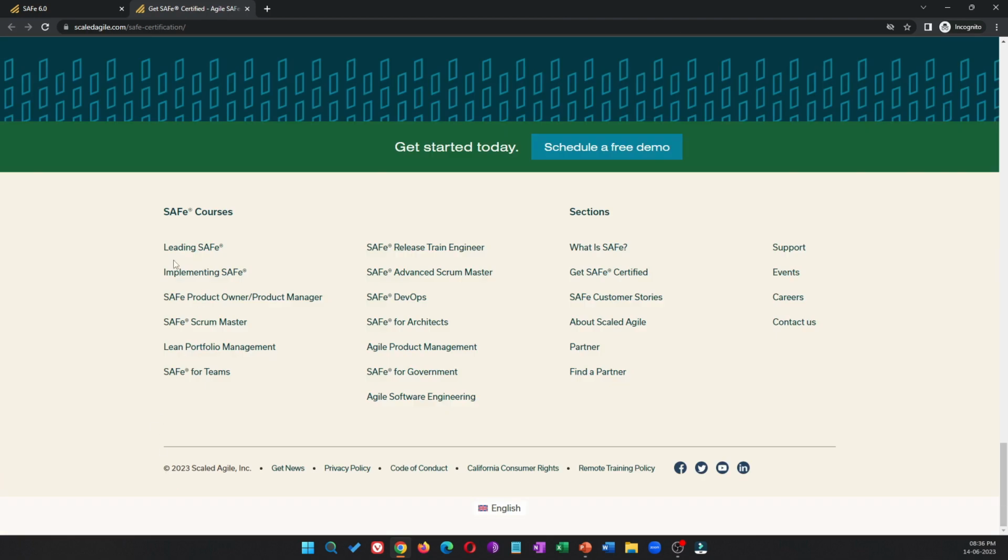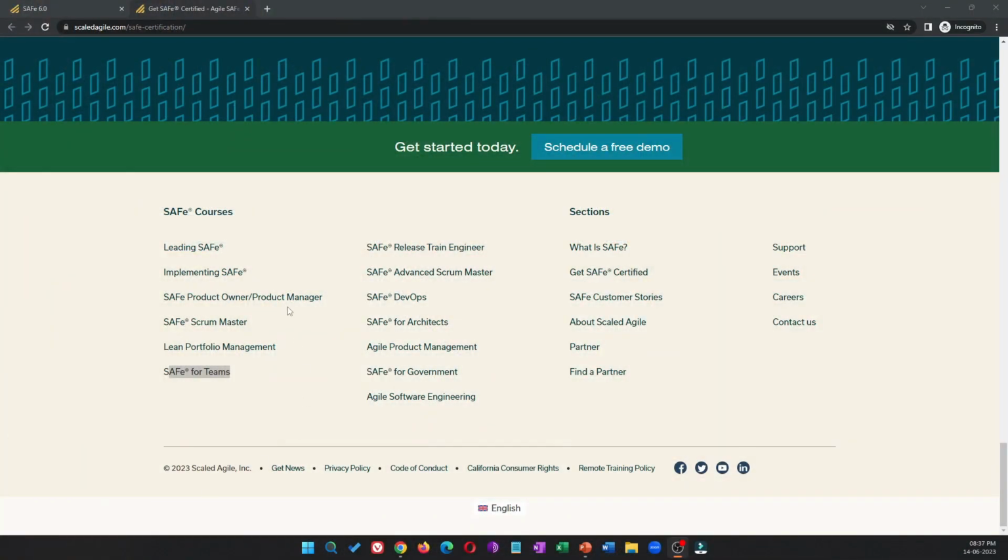And if you come down, you see leading SAFe, implementing SAFe, then certifications that are related to specific roles like product owner or product manager. You have SAFe Scrum Master as well, SAFe for teams. Then you have release train engineer, advanced Scrum Master, DevOps, architects, product management, government, agile software engineering. So there are a whole bunch of certifications that Scaled Agile basically offers.